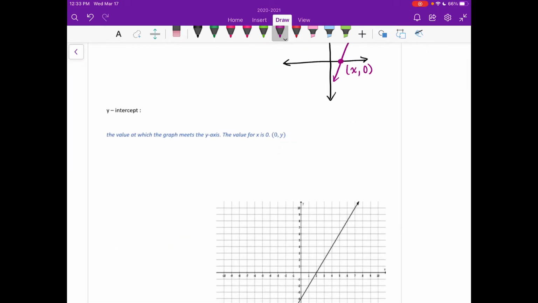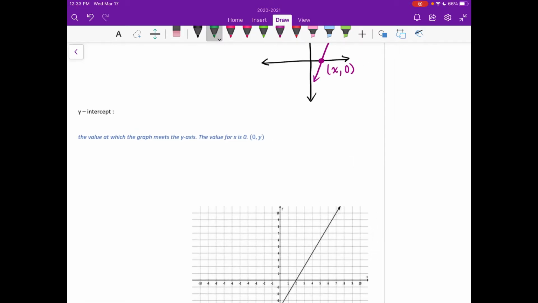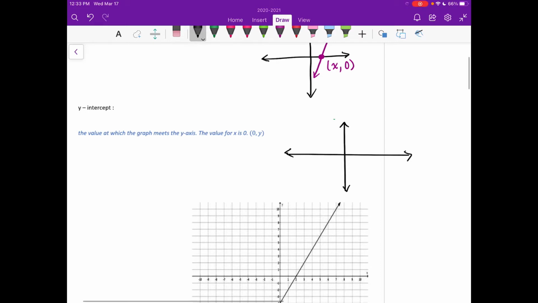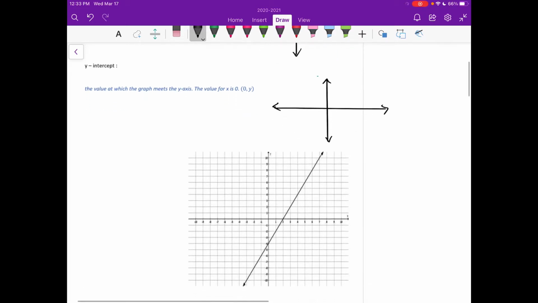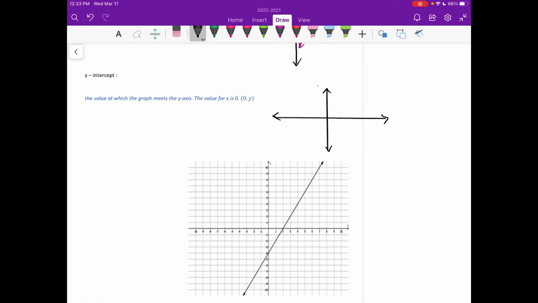Okay? And the y-intercept is the value at which the graph meets the y-axis, right? So the value of x at this point is always going to be 0. So I'm just going to go in and draw in what this will look like. Just a quick sketch. I'm just going to use a ruler this time around. So if you have this right here, you have your Cartesian plane, right? So you have your y-axis that runs up and down, and your x-axis that runs side to side. And so your y-intercept here would be when the x is equal to 0.